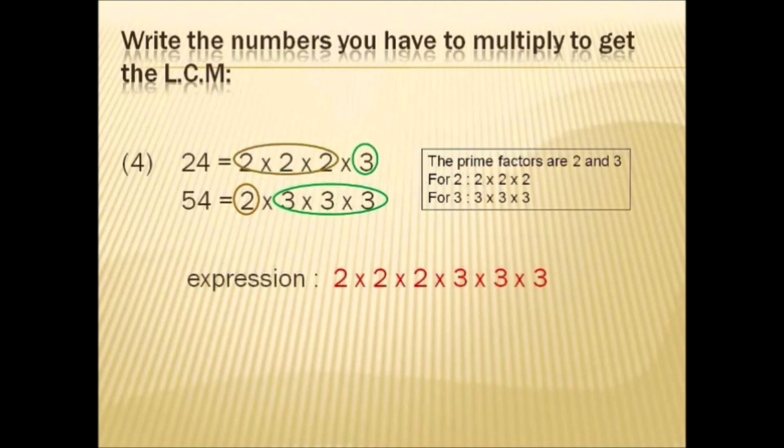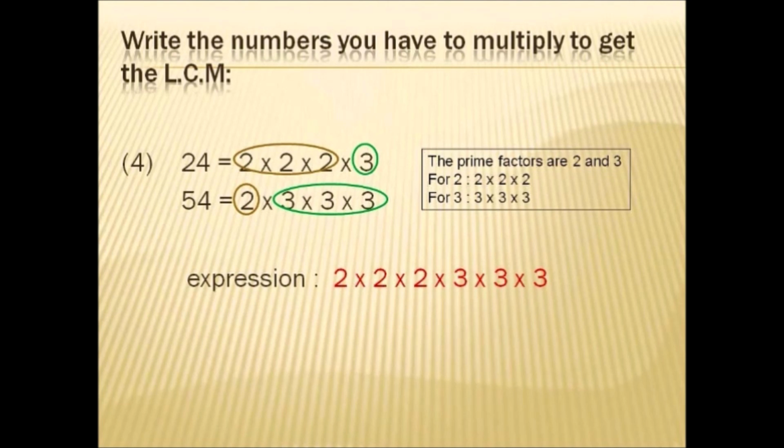Okay, number 4, prime factors were 2 and 3. So look at the 2 and see what you're going to use. What's the greatest number of 2s you have? 2 times 2 times 2, yes. And look at the 3, what's the greatest number of 3s you have? 3 times 3 times 3, so that's it. So it's 2 times 2 times 2 times 3 times 3 times 3, or 2 cubed times 3 cubed. That would give you your answer for the LCM for 24 and 54.